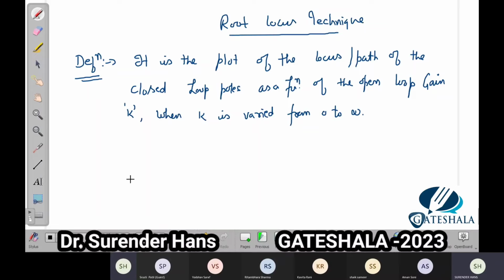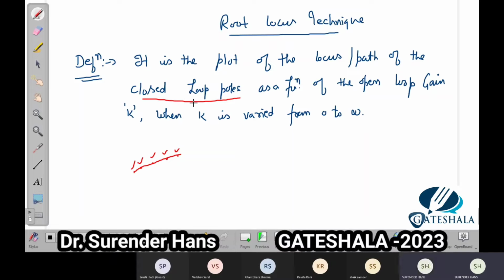Locus means a collection of points. So if we connect all the points, what are these points? These are the closed loop poles. It's a path, a path of closed loop poles. That will be clear very soon.